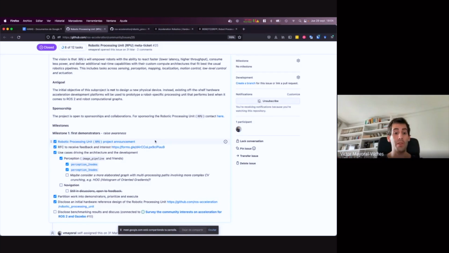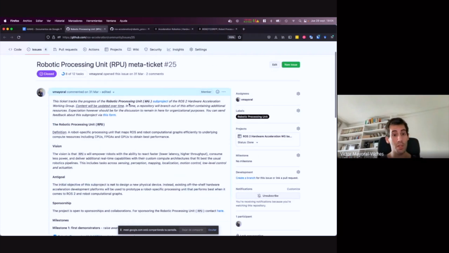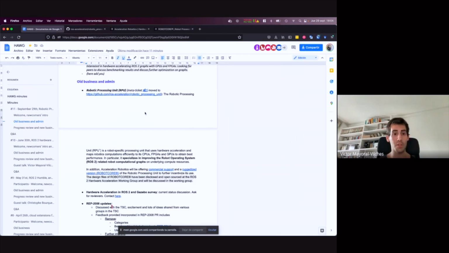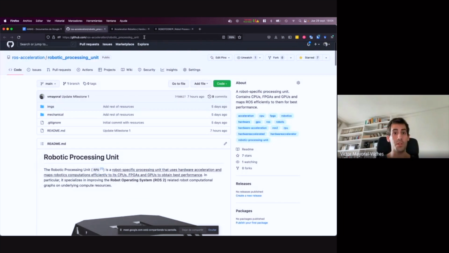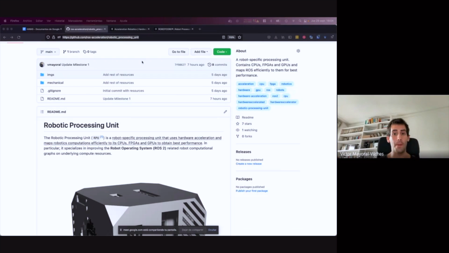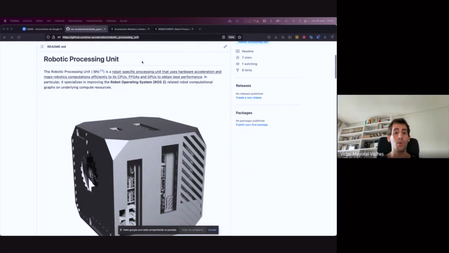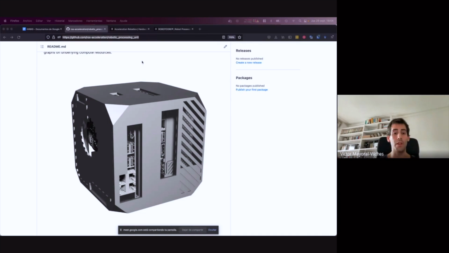And I'm super, super happy and pleased to share that, as introduced here at the beginning of this project, we always wanted to have this meta ticket as a, let's say, temporary aspect. And eventually we were hoping to branch out into its own repository. And that's exactly what has happened. I'm really happy to share that right now the Robotic Processing Unit, and I'm sharing a link in the chat, has its own repo. This repo echoes the objective of this particular subproject of the working group, and it shows the package of it all composed.